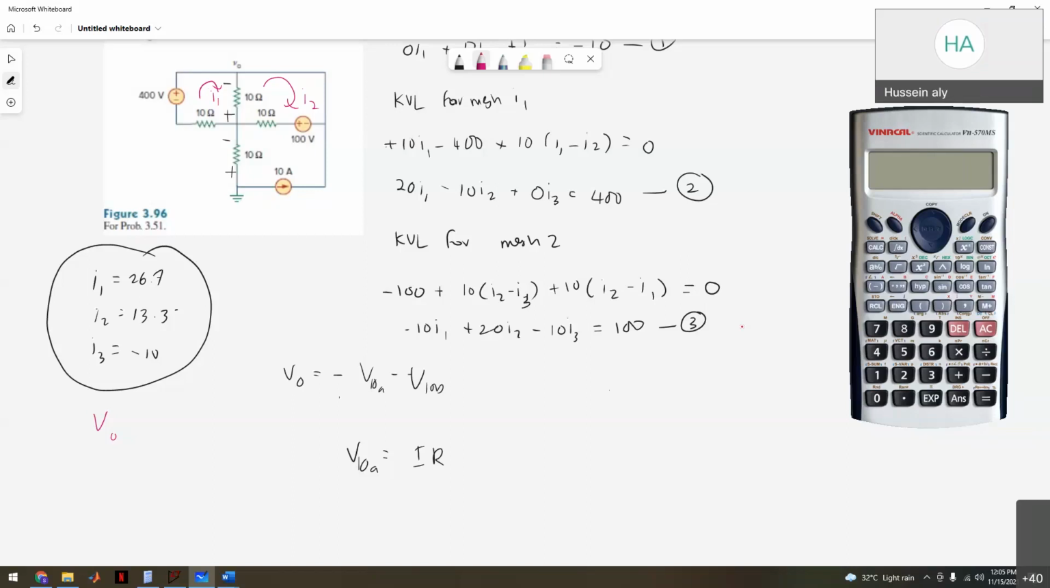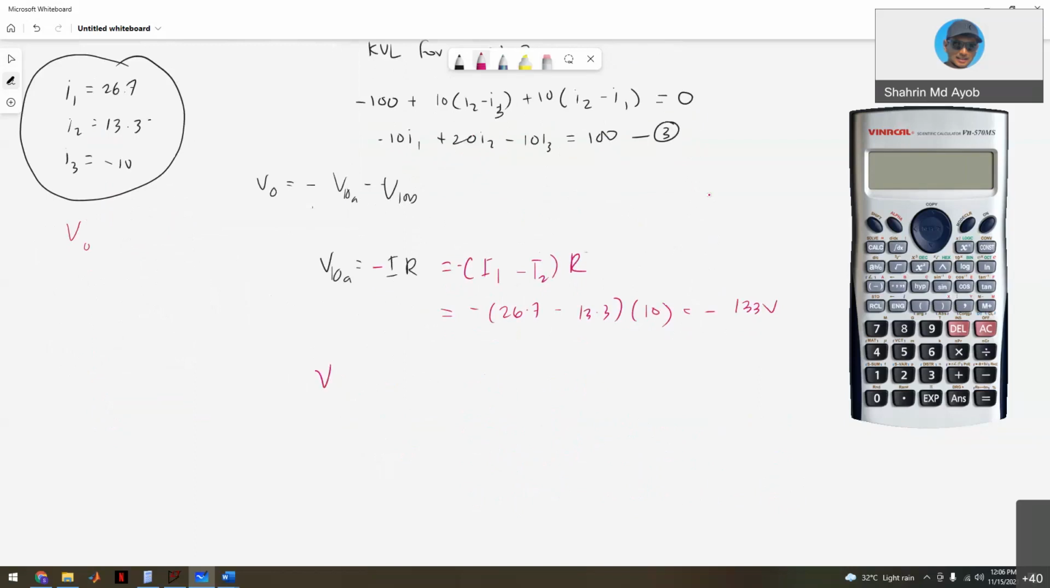So your V10A right now is negative. Your current right now is I1 minus I2, multiplied with R. So you will obtain negative: 26.7 minus 13.3 multiplied with 10. So you will obtain negative 133 volts.